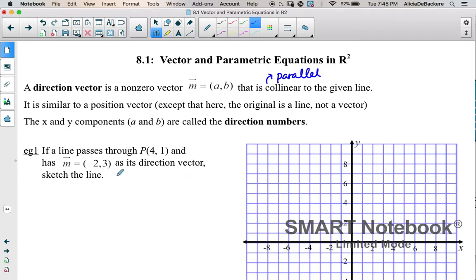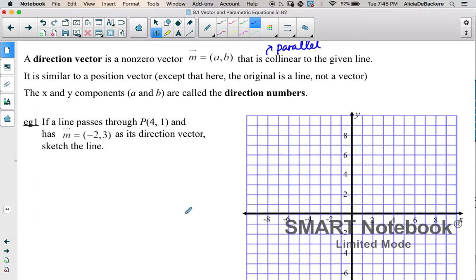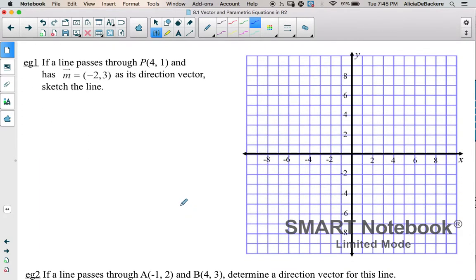So for the first example, we're just going to take a look at how do I draw a line if I'm given the direction vector and a point on the line. So I have a point 4, 1, so I'm just going to add that to my grid. There's my point P. And I have a direction vector of -2 and 3. So there is my direction vector.